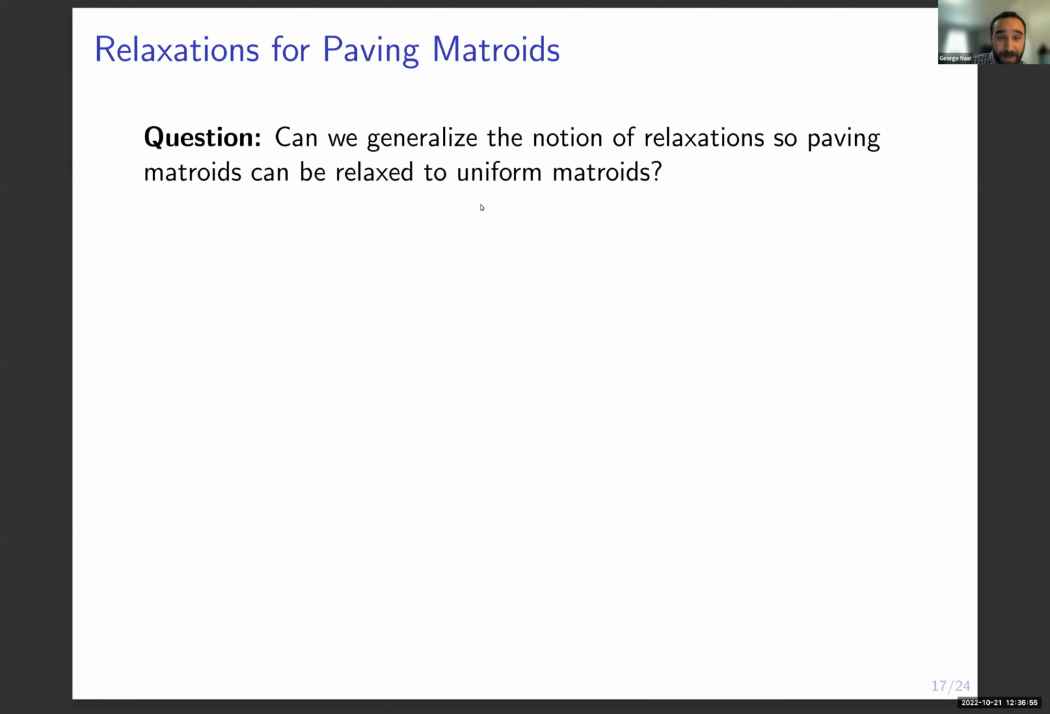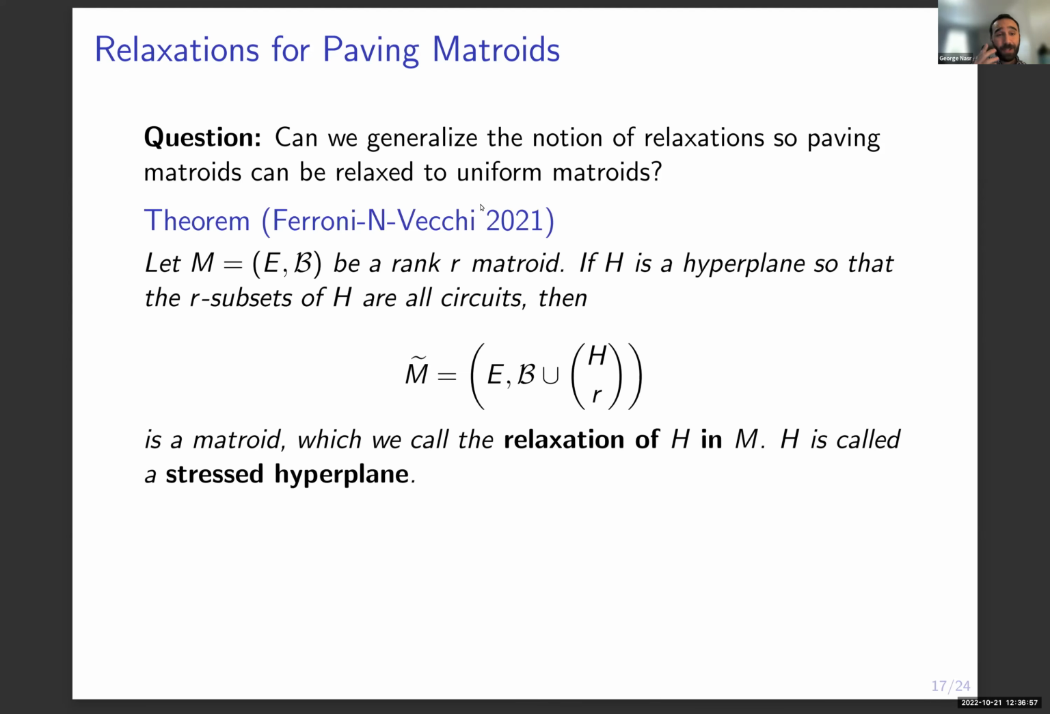And the answer turns out to be yes, as I proved with my colleagues Luis Ferroni, who's now at KTH, and Lorenzo Vecchi, who's at University of Bologna. And we proved the following statement. Given a rank R matroid, if you have a hyperplane H whose R subsets are all circuits, then you can add those R subsets of H back into the set of bases formally. And this is guaranteed to be a matroid. We call this a relaxation of H and M, and we call H a stressed hyperplane, kind of on the nose there with the word stressed and relaxation.